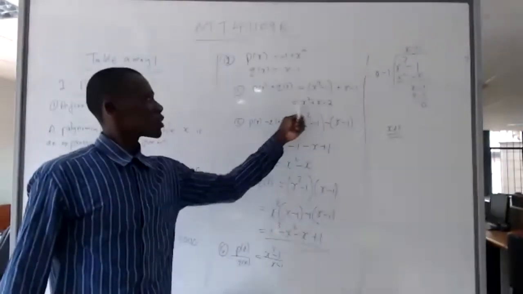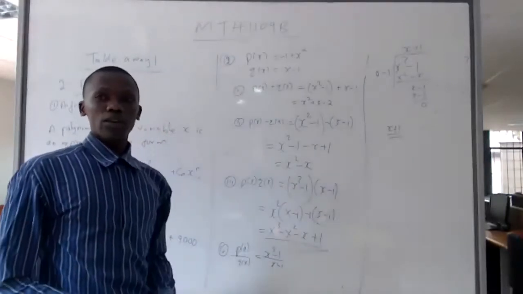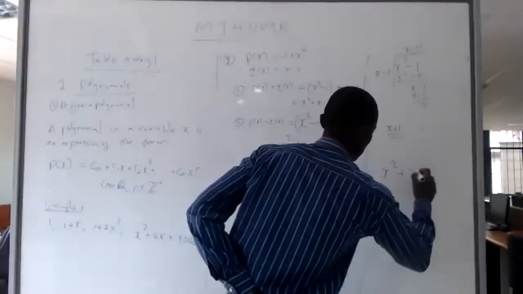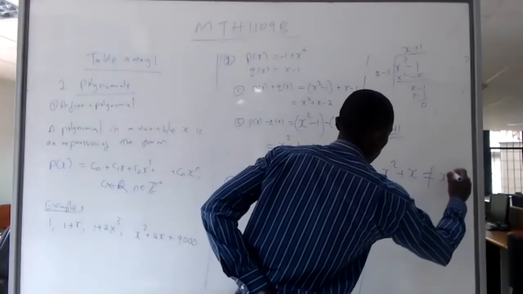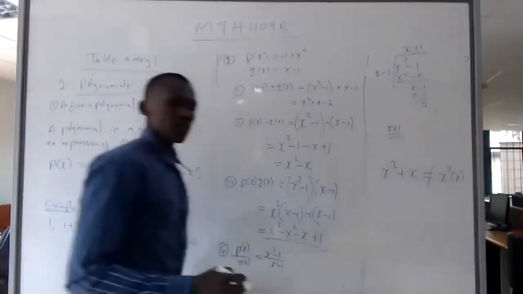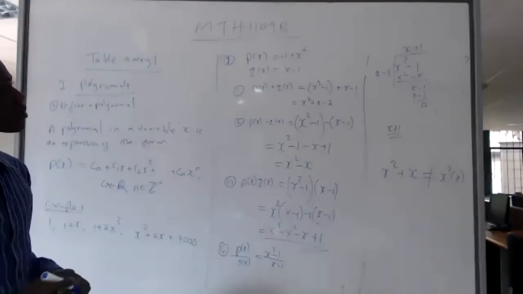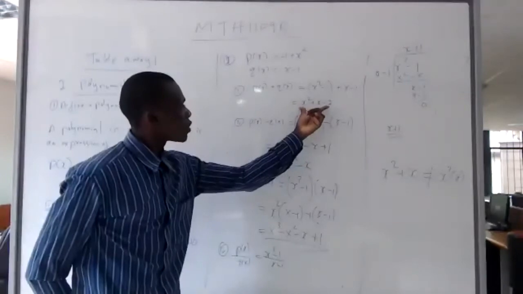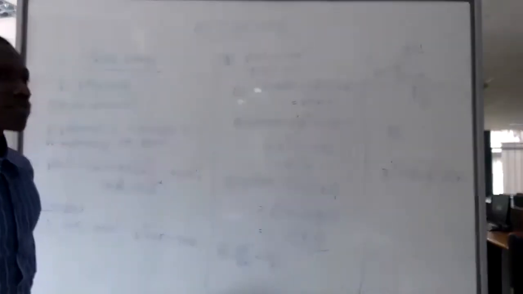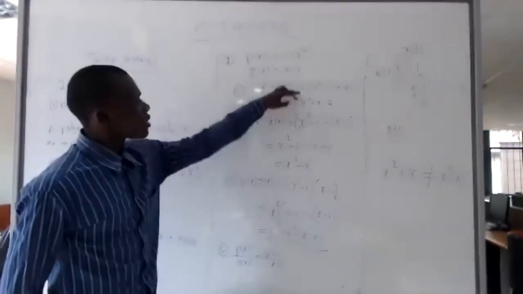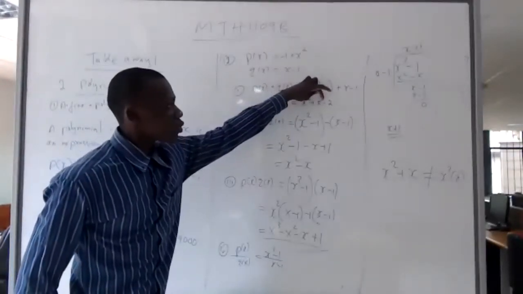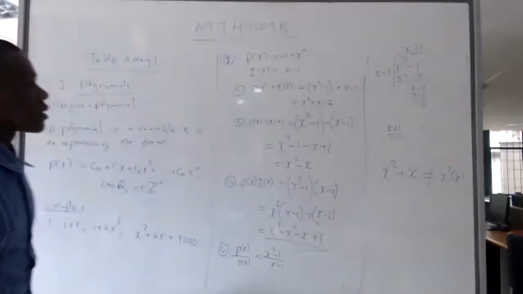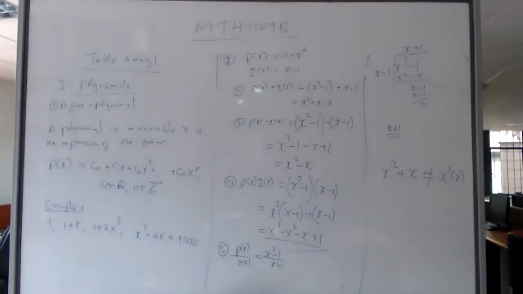This is not multiplication. I don't know whether you get me. X squared plus x is not the same as x squared times x. This will just stay x squared plus x minus 2. Remember, x squared has exponent 2, x has exponent 1, so you cannot add two terms with different exponents. Is it clear?